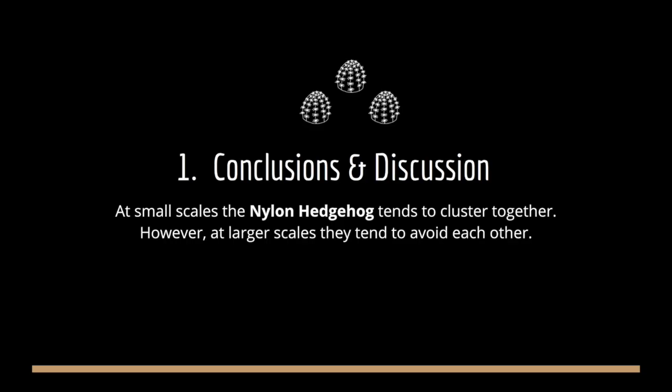In conclusion, for the nylon hedgehog, there's likely some kind of intraspecies facilitation at small scales that promotes growth. At larger scales, however, there must either be exogenous limitations or endogenous competition interactions that prevent clustering.